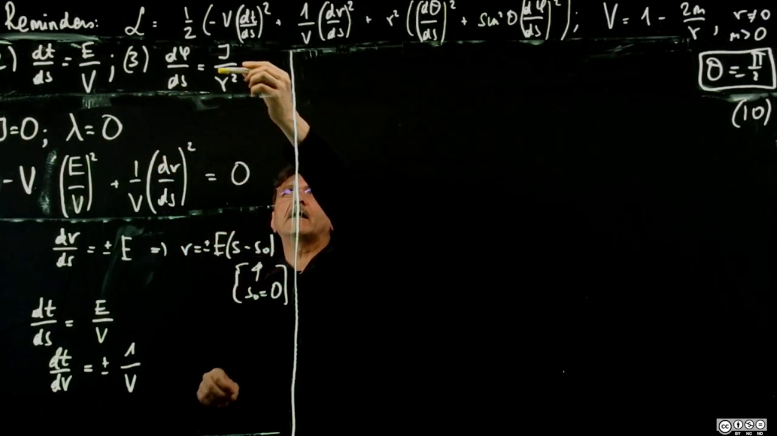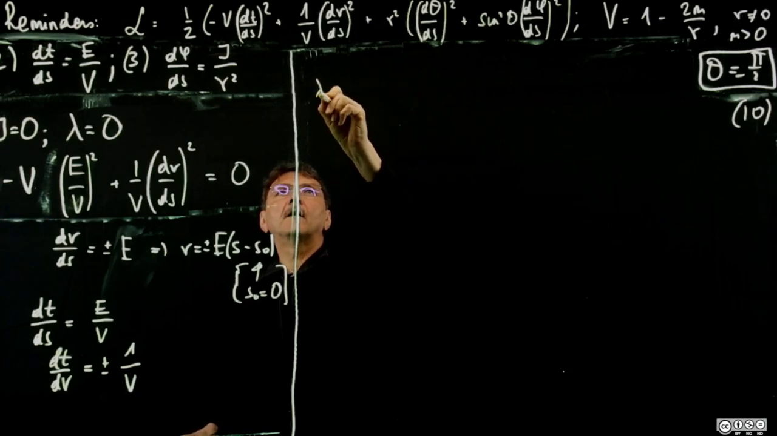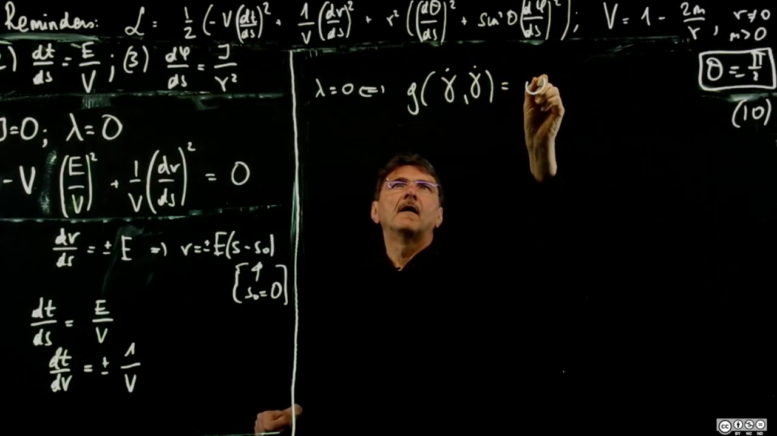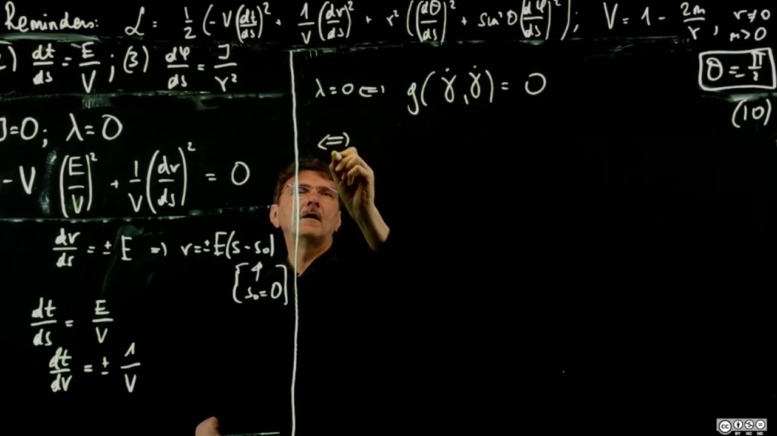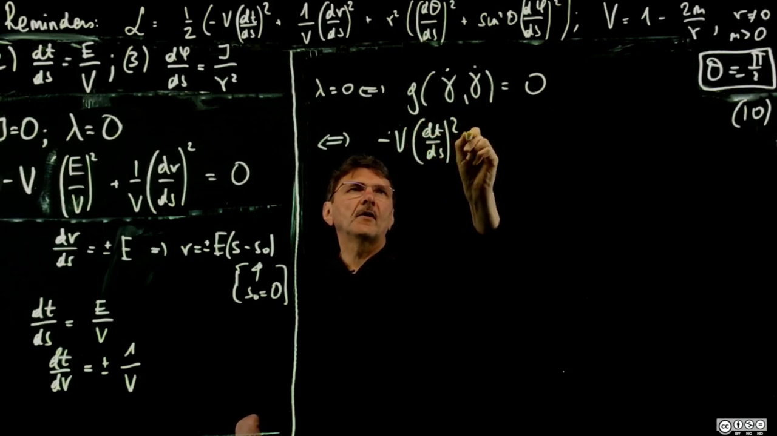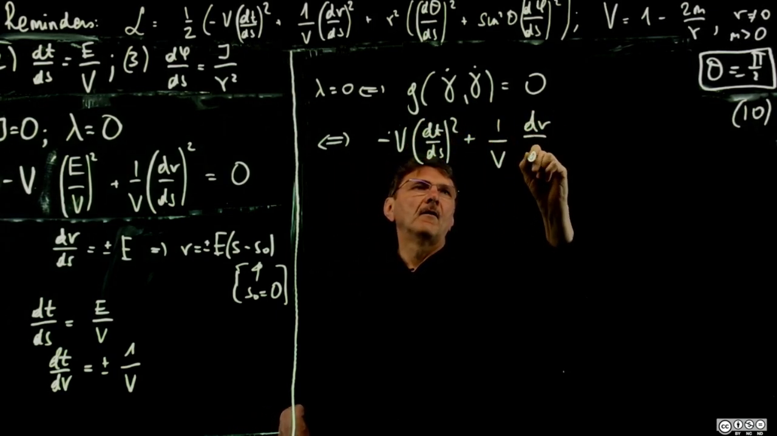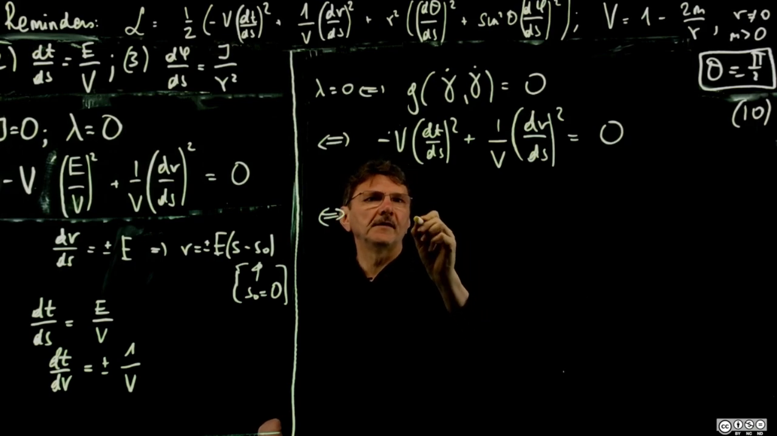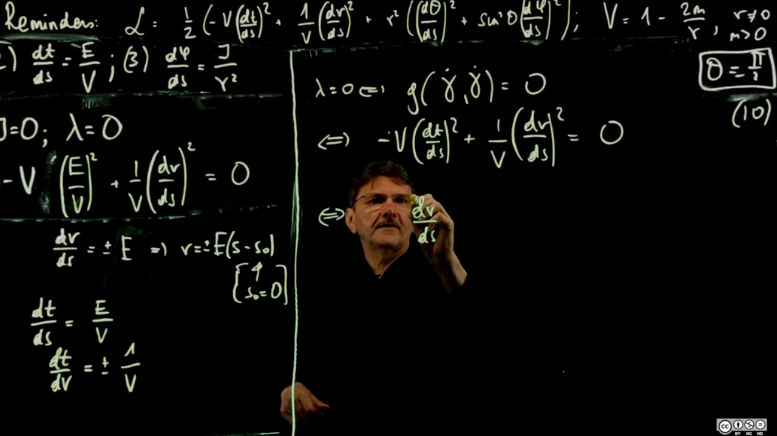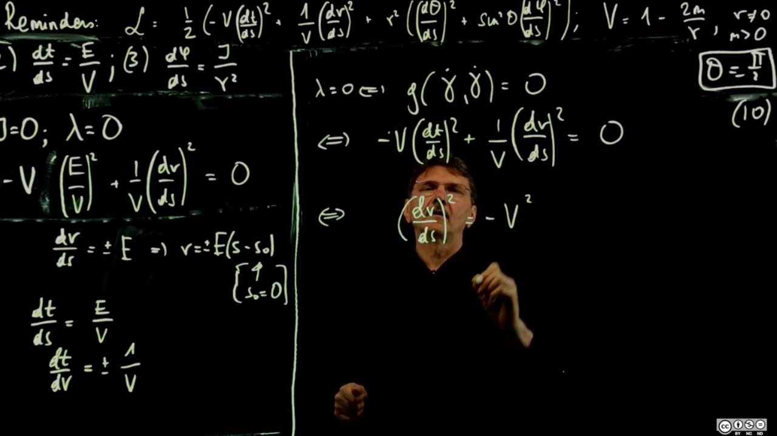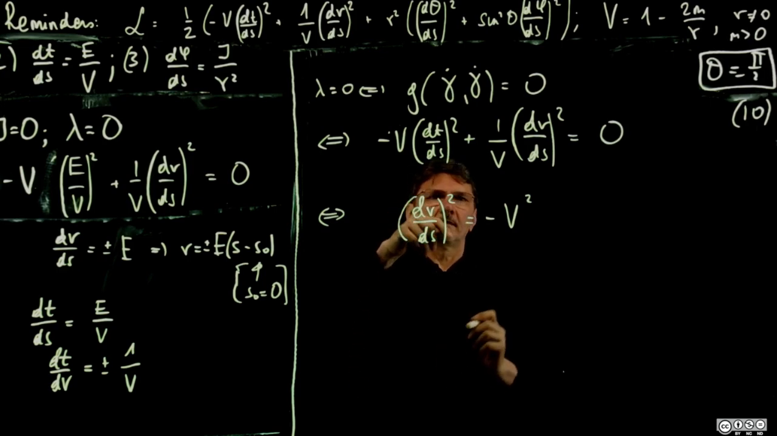Okay, so let's see. So L is zero, so lambda equals zero. So the length of the tangent is zero. And it's radial, so we have minus V (dt/ds)^2 plus 1 over V (dr/ds)^2 equals zero, which is the same as (dr/ds)^2 is equal to minus V^2 (dt/ds)^2.